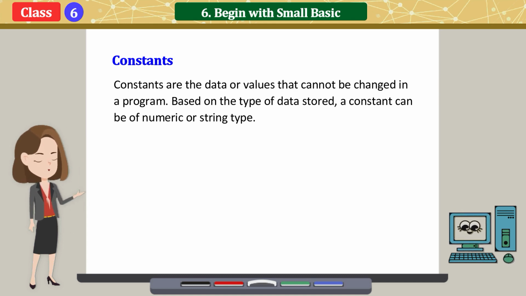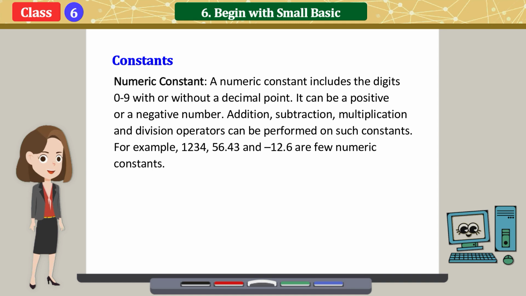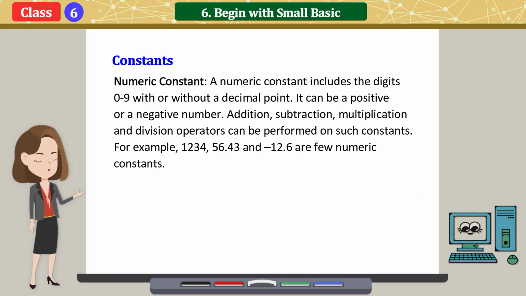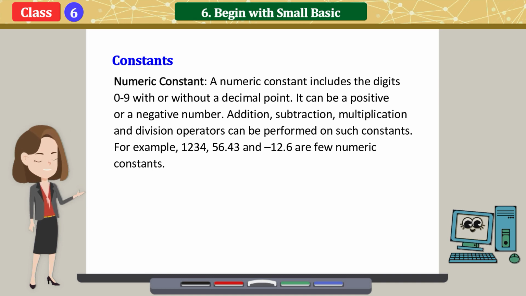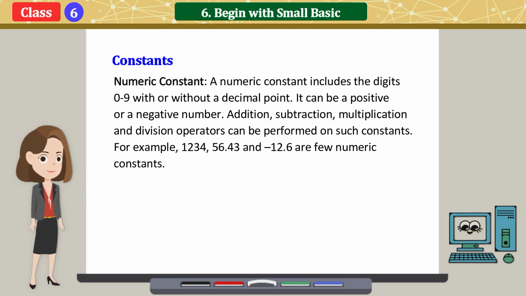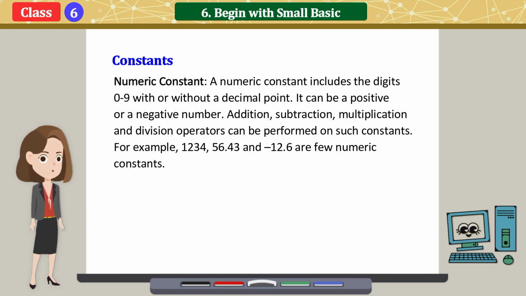Based on the type of data stored, a constant can be of numeric or string type. Numeric constant. A numeric constant includes the digits 0 to 9 with or without a decimal point. It can be a positive or a negative number. Addition, subtraction, multiplication, and division operators can be performed on such constants. For example, 1234, 56.43 and 12.6 are a few numeric constants.